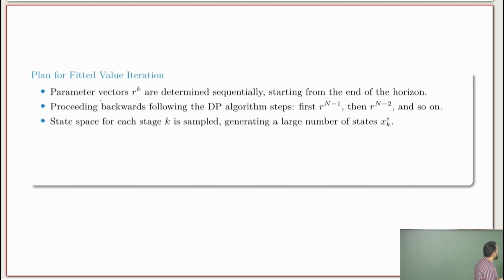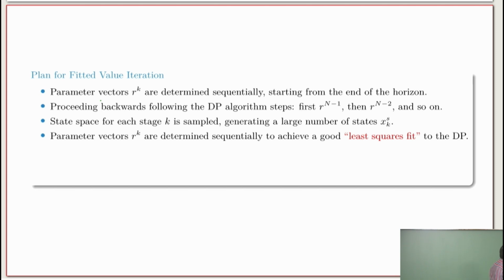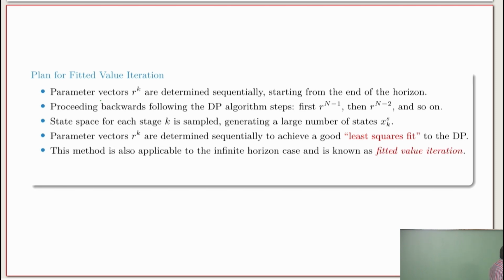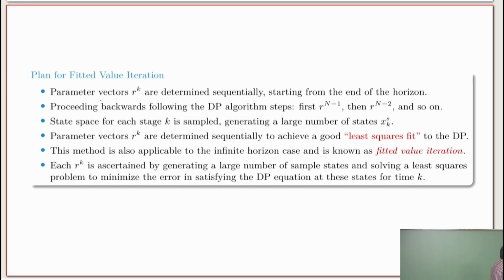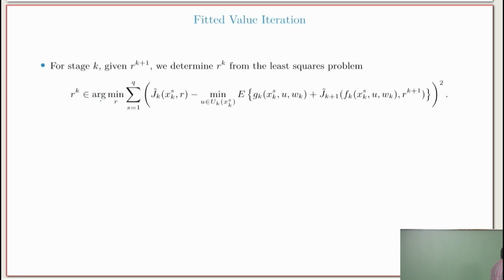The state space for each stage k is sampled, generating a large number of states xks. The number of samples S can vary depending on how many samples you want to collect. Let us say Q, then we will collect Q of these samples at stage k. And then we can learn these parameters using a least squares fit. This is also applicable to the infinite horizon. This is the equation to do this sequentially.